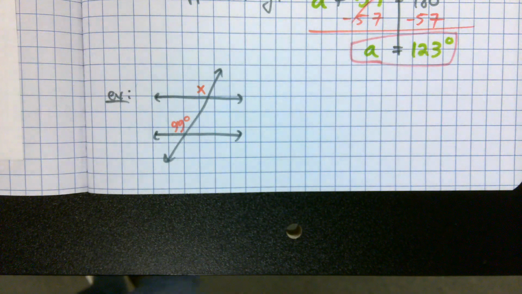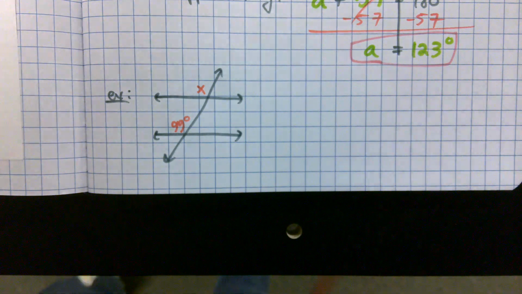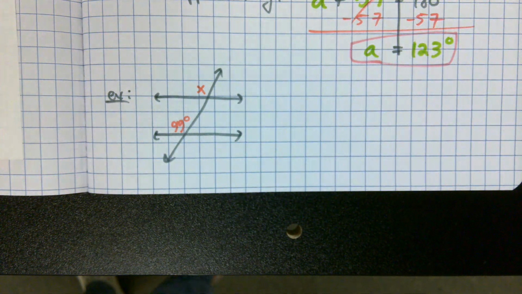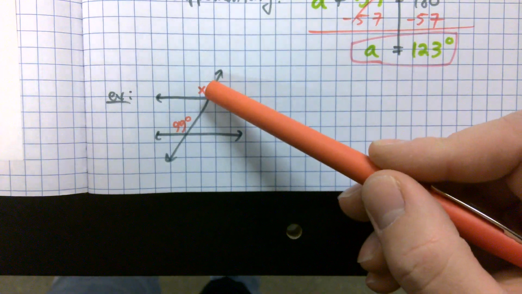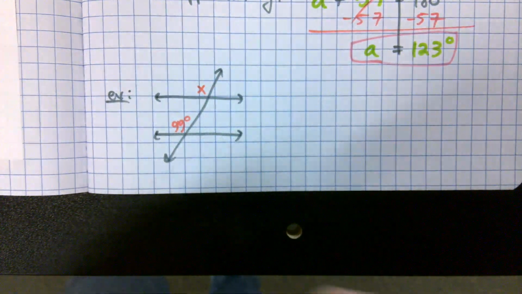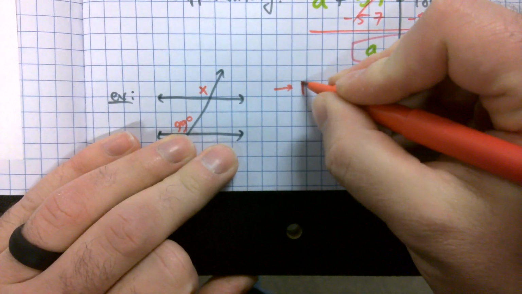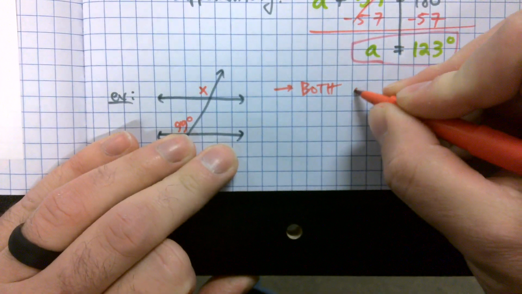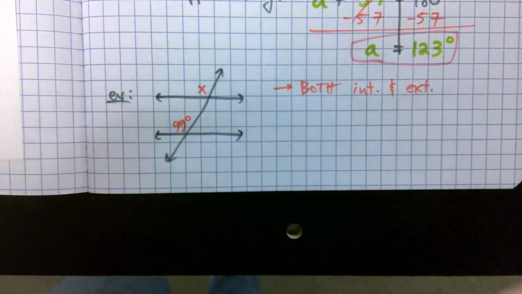All right, let's ask ourselves our question. Are these interior or exterior angles? Both. 99 degrees is on the interior. X is on the exterior. So they're both interior and exterior.